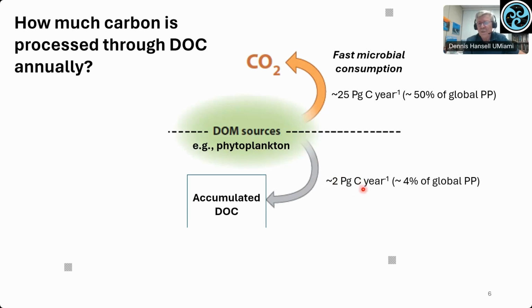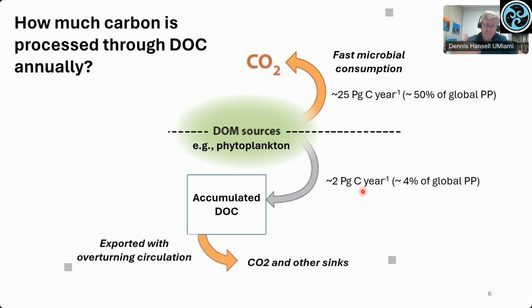If you're more of a biogeochemist, then perhaps you're interested in the material that isn't consumed as readily. And so there's about 2 petagrams of carbon per year, on the order of 4% of global primary production, that we see as those enrichments up there in the surface. And that is the material that, if it finds its way to an area for deep ventilation, is going to be exported to depth, and there's going to be some loss of that material, converting it to CO2 and likely some other sinks in the deep ocean. So this is sort of the bigger picture of how that system works and the amounts.